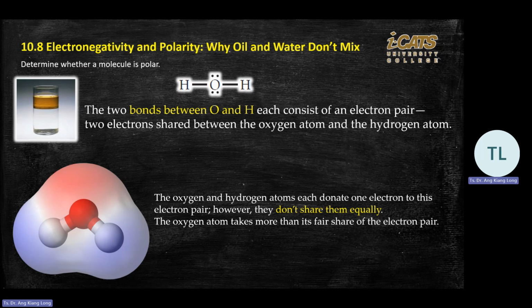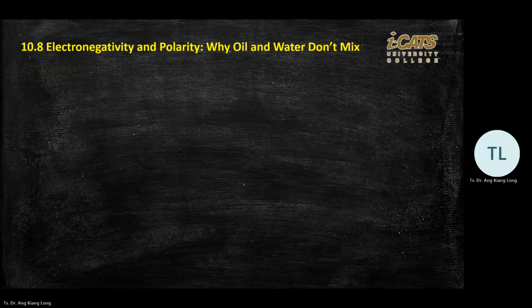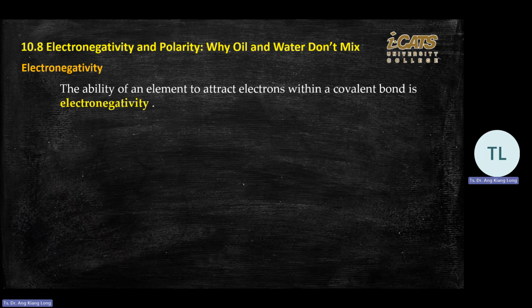As you can see in the 3D geometry, the electron is running here and there and does not share equally. So from the illustration, oxygen takes more than the hydrogen. Okay, we start with electronegativity.